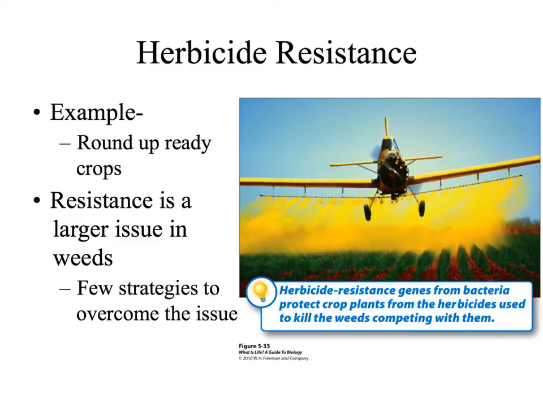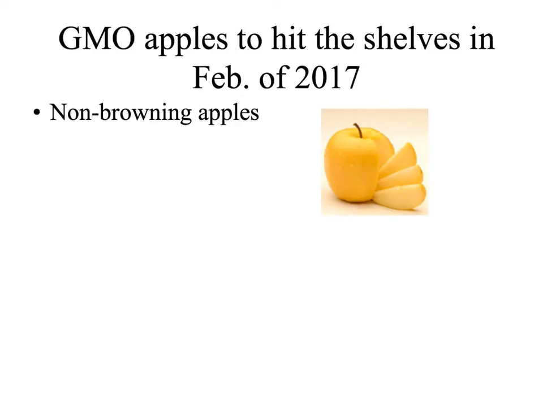One of the major downsides to this herbicide resistance gene is that weeds are developing resistance as well. This is a larger issue than it was in the insects, and there are a few strategies to overcome this problem. We are seeing more and more GMOs coming into play every year.